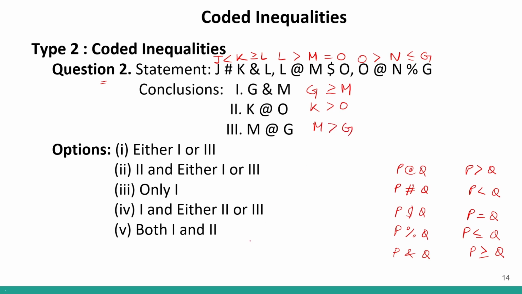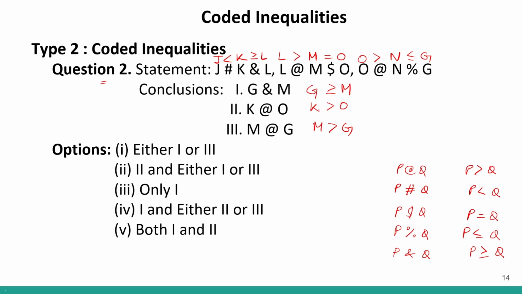Correct? Now, if I look at these options, G is greater than equal to M. That means we have to move from G to M. So G to M. I can see G is greater than equal to N, but I cannot see any relationship between N and M. So this is not true, or I can say this is not definitive. We cannot identify whether this is true or not because we do not know the relationship between G and M.